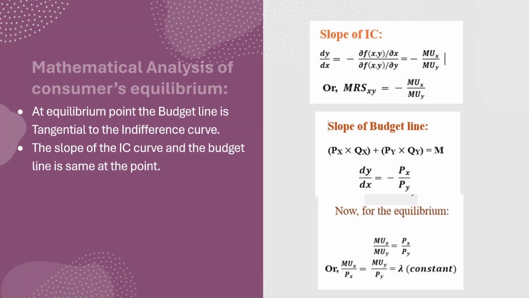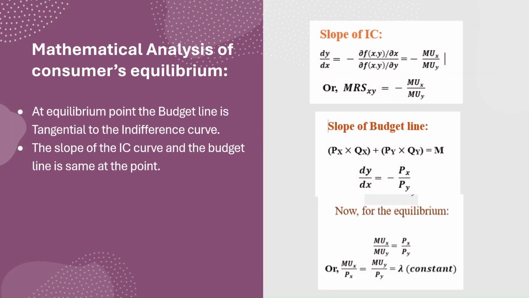Now we will look at the mathematical analysis of consumer's equilibrium. I want to mention two specific points for that. The first point is that at the equilibrium point, the budget line is tangential to the indifference curve. It means that the slope of the indifference curve and the slope of the budget line are the same. On the right hand side, we are doing that. Particularly, we are calculating the slope of the indifference curve, and then we are calculating the slope of the budget line.